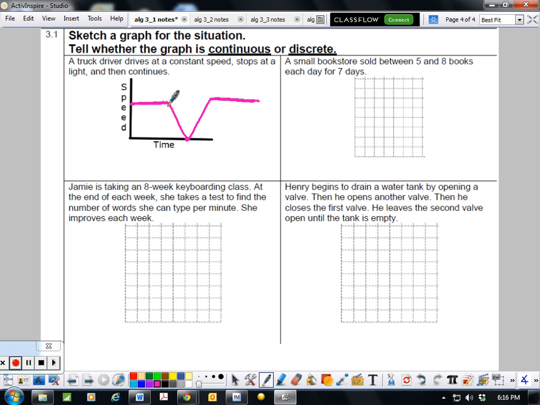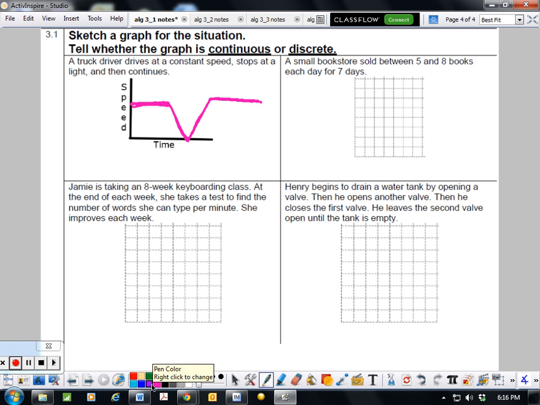And then does your graph have to look perfectly like that? No. But as long as it follows those rules, we've got constant speed, which is a horizontal line. And then he's going to stop. So we're going to go down to 0 for speed. And then when he starts up, he's not going to all of a sudden go from stopped to 55 miles an hour. No, you've got to speed up and then you hit your 55 miles an hour.